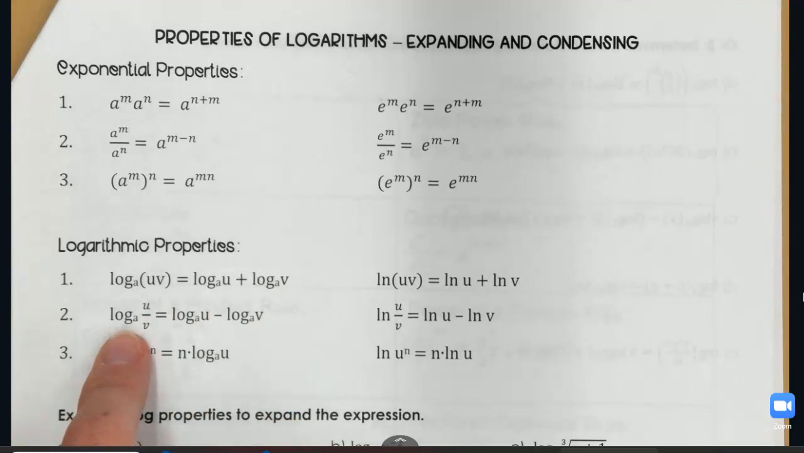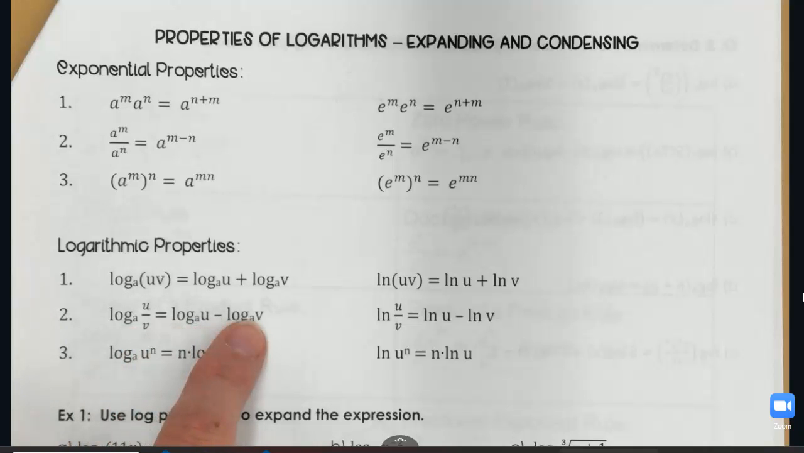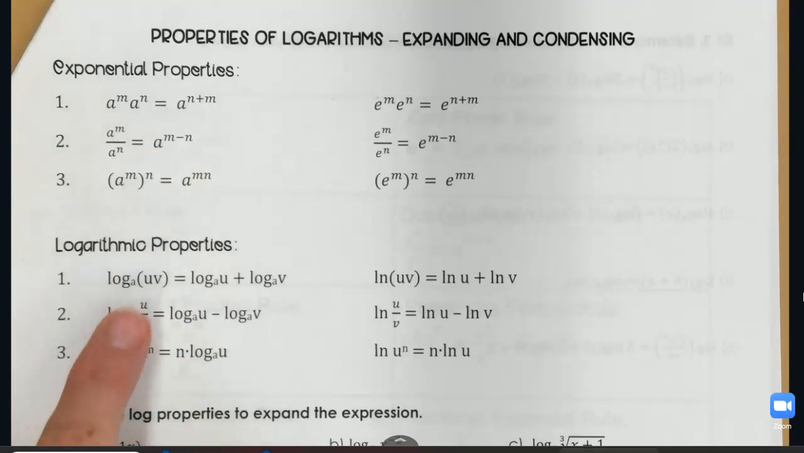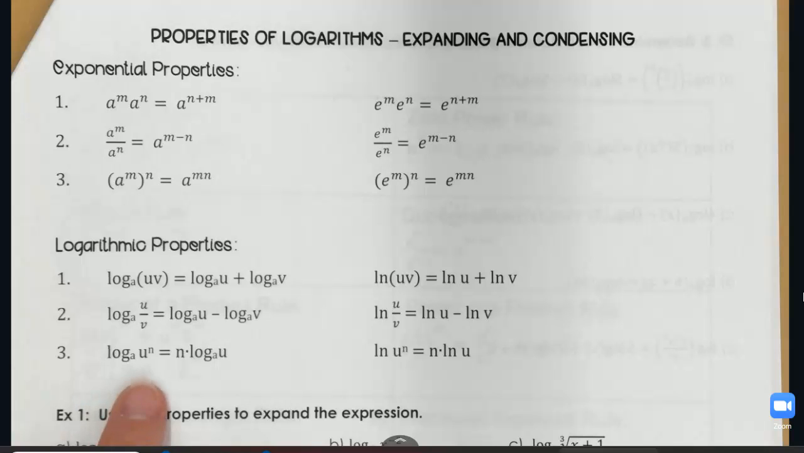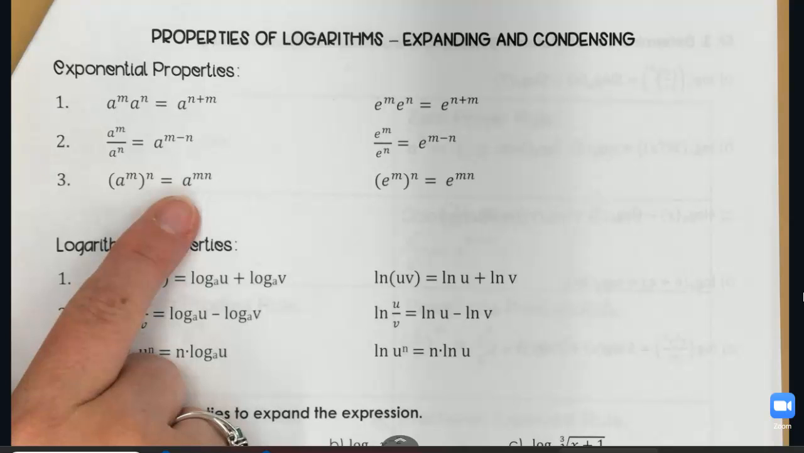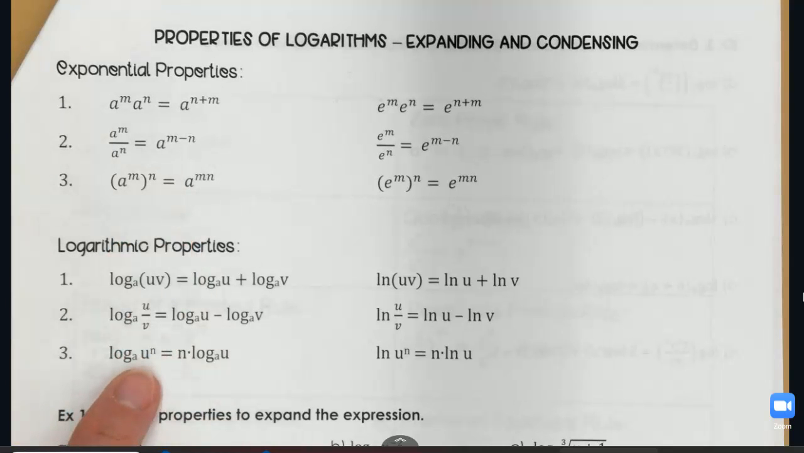If I have division within the log that I'm evaluating, I can split that up into the subtraction of the 2 logs. When I'm dividing like terms, I subtract their exponents. And lastly, if I have an exponent within what I'm evaluating, I can bring that to the front and multiply it by the rest of my logarithm. When I'm raising a power to another power, I multiply my exponents.